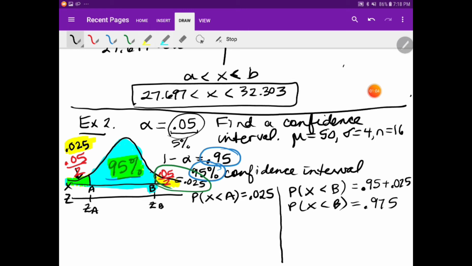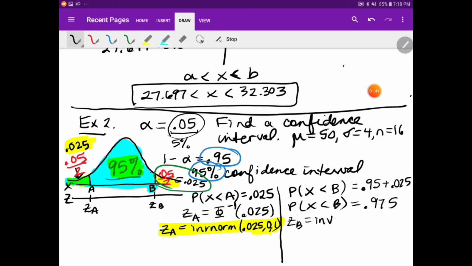Okay, now we're going to find the z-score for A. So the z-score for A is the inverse normal of 0.025. Inverse normal looks like that. You type in inverse normal in your calculator. You put 0.025 for the area, you put 0 for the mean, you put 1 for the standard deviation. And that is ZA. Technically, this part right here is calculator notation. So you wouldn't have to write that on the paper, but it's kind of nice for math analysis teachers to see it so we could see what you're doing. Definitely write that on your paper for notes.